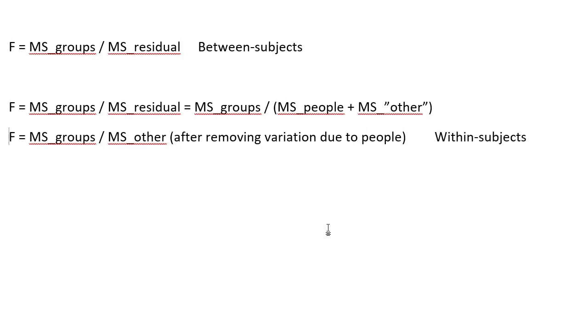Well, what's that going to do? If in this mean square residual here that has people and then something else, I take out the people, that's going to reduce the residual. And if this residual down here is just due to other after removing variation due to people, it's a smaller number, which means that the F is a bigger number, which means that we have more power or more ability to detect when there are differences in conditions. So this can lead to it being a very powerful design.